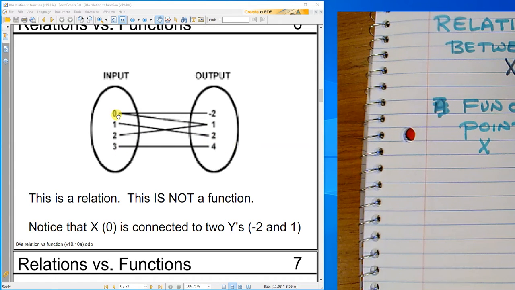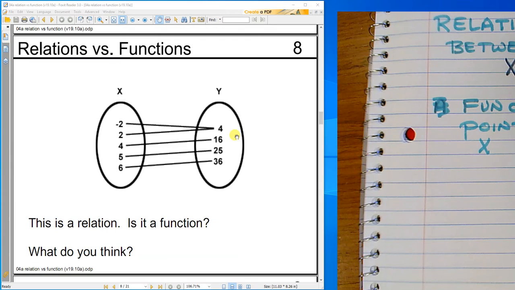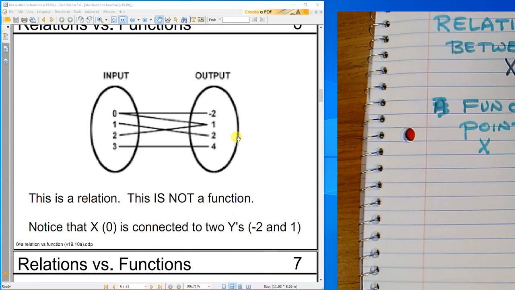This is a relation, it's just a bunch of points. But some of these are functions and some are not. This is not a function. Remember the definition, each x gets one y. Well, if this is x, if he's 0, he took two y's. 0 reached out and grabbed two y's. This is not a function.